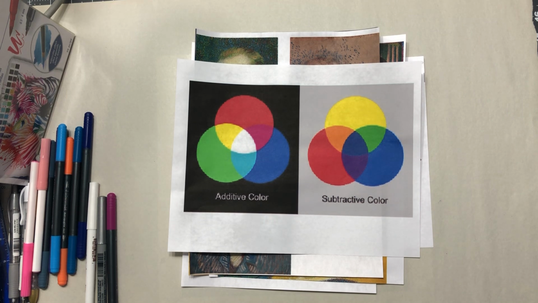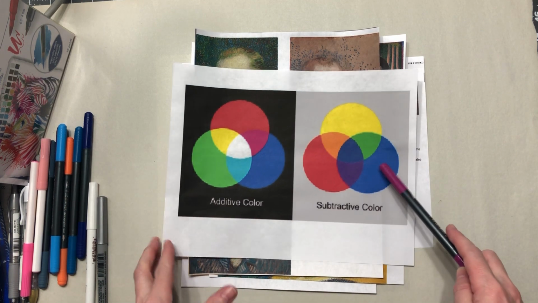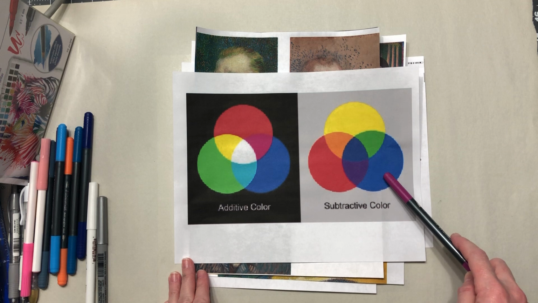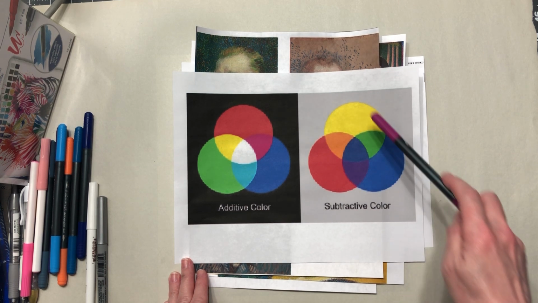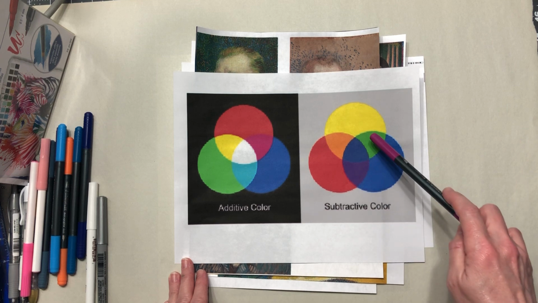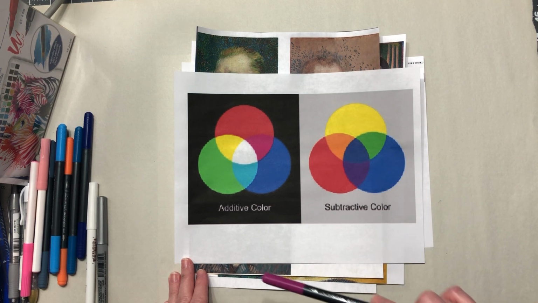You have the two different color wheels, a subtractive color wheel, which is what we use when we're working with pigments. The primary colors are red, yellow, blue. Secondaries are green, violet, orange.